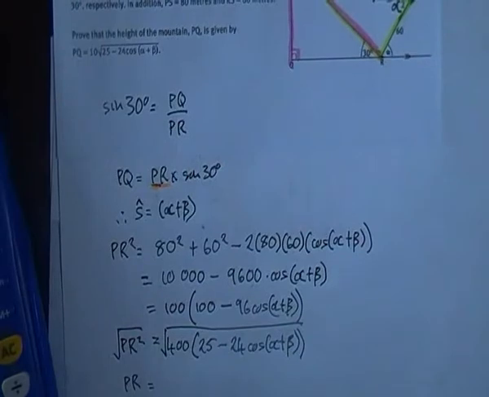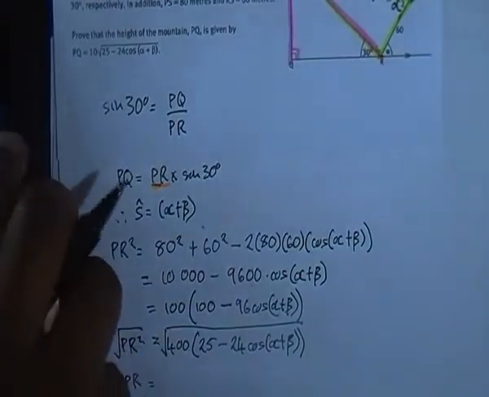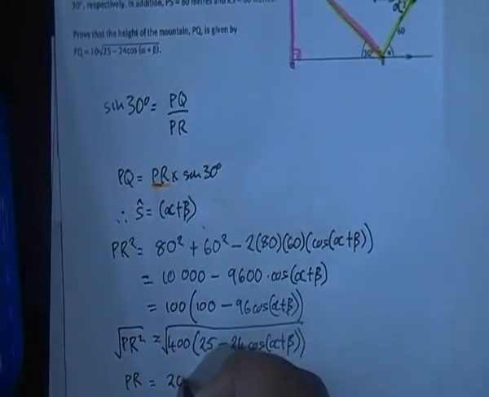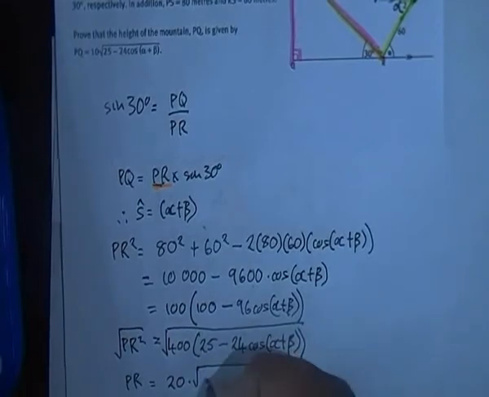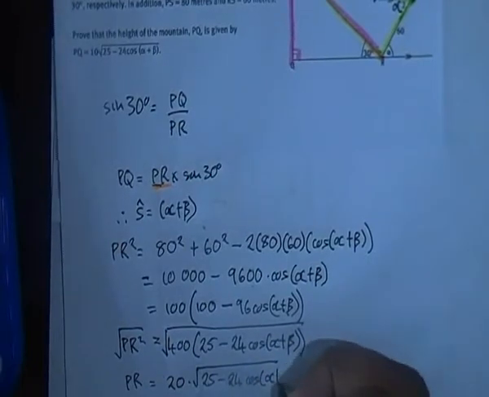Now, remember from your rules of surds, if this is multiplying to that, you can take the square root separately. So you can take the square root of 400, which I think is 20. Let's just make sure of that. Yes, it's 20, times the square root of 25 minus 24 cos alpha plus beta.